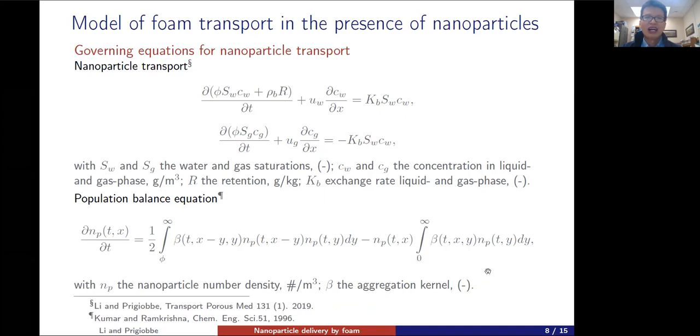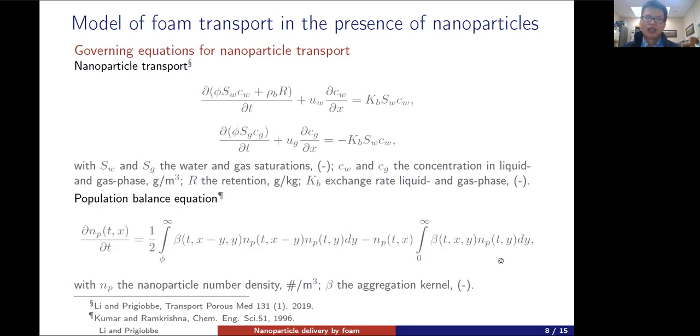The equation here at the bottom is the population balance equation describing the evolution of nanoparticle size distribution within the liquid phase by accounting only for aggregation. Here, the nanoparticles are classified into groups of different sizes. On the left-hand side of the equation is the rate of change of number of a specific group. On the right-hand side, the first term is the formation of this group, while the second term is the loss of the group due to aggregation of nanoparticles.